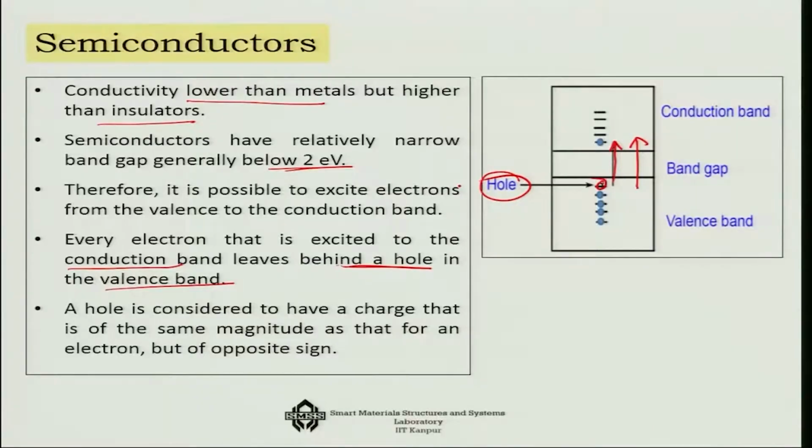A hole is considered to have a charge that is of the same magnitude as that of an electron, but of opposite sign. That is what we will call them, like the electron deficiency in that region, and we will call them a hole.